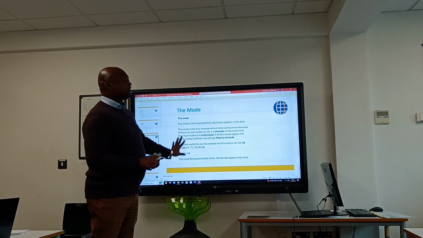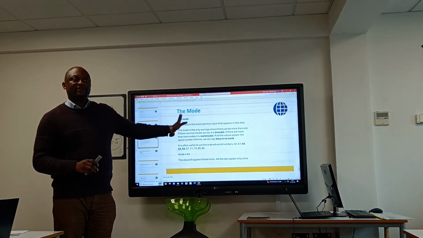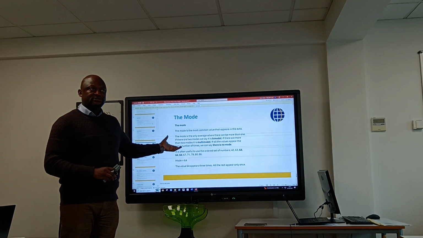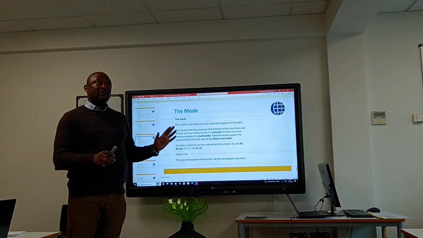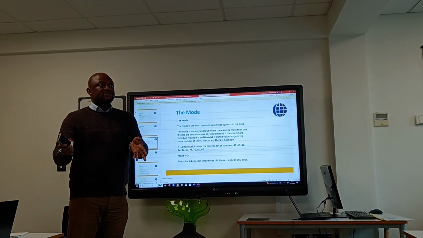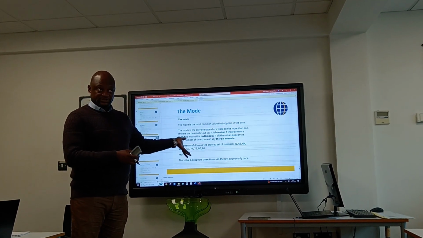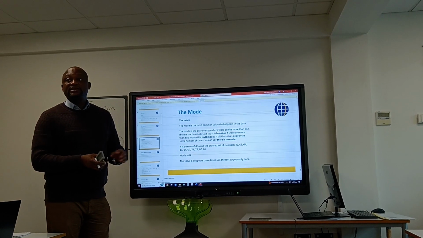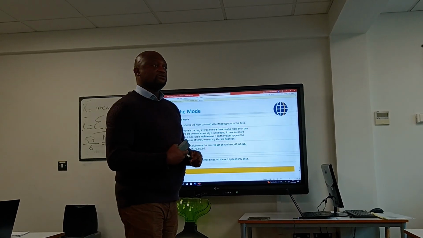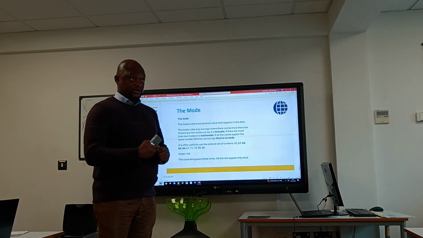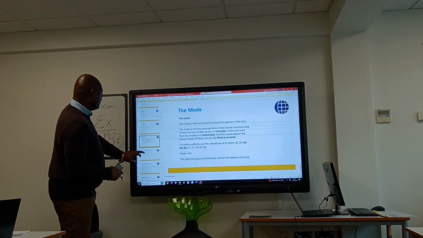So this is how we calculate the mode of a single frequency, because we have ungrouped frequency and grouped frequency. So these ones are ungrouped frequency. Is that okay, guys? Any question? Clear? Lovely. So let's move on.